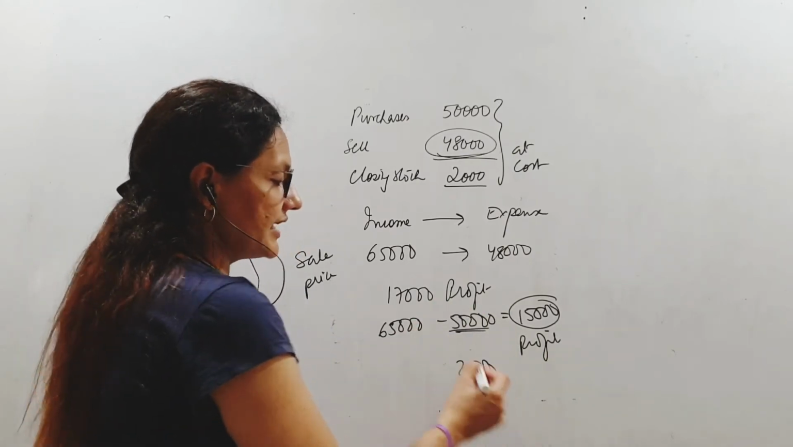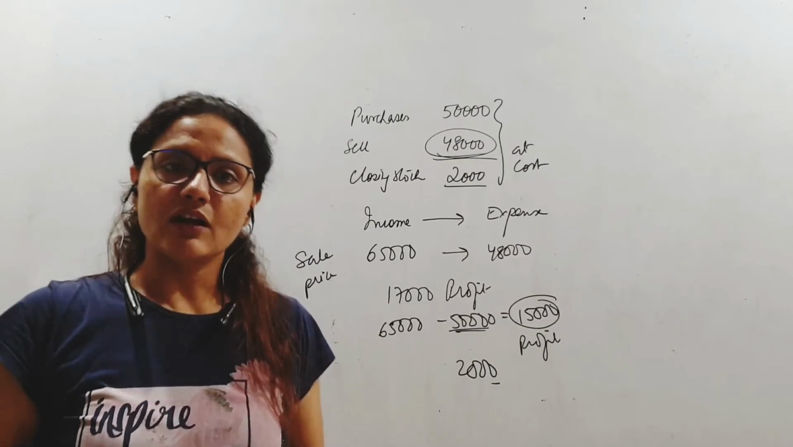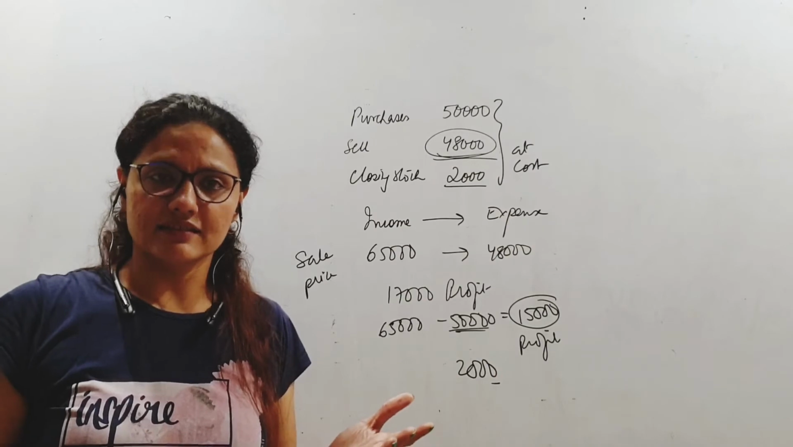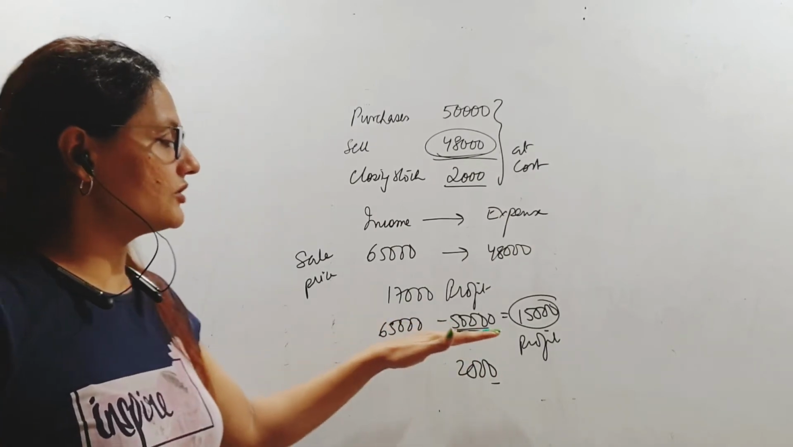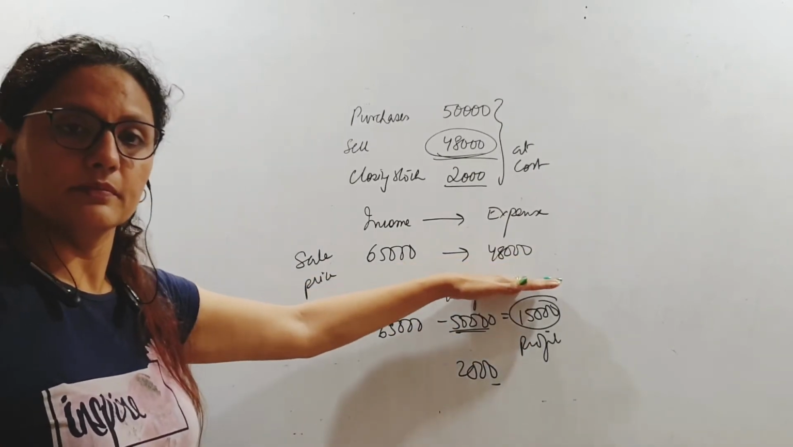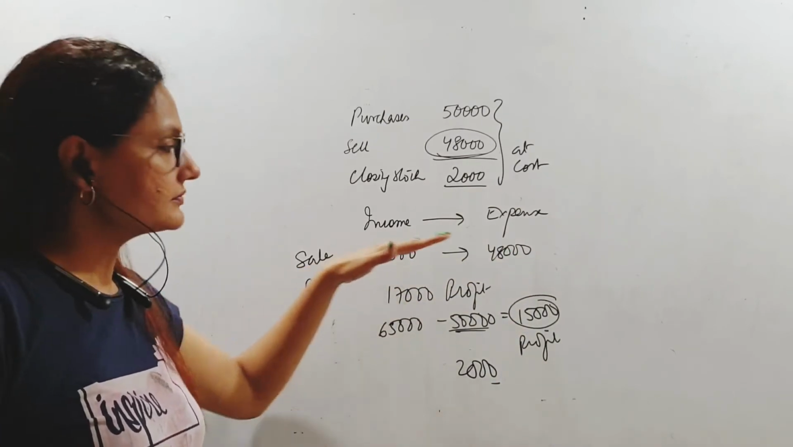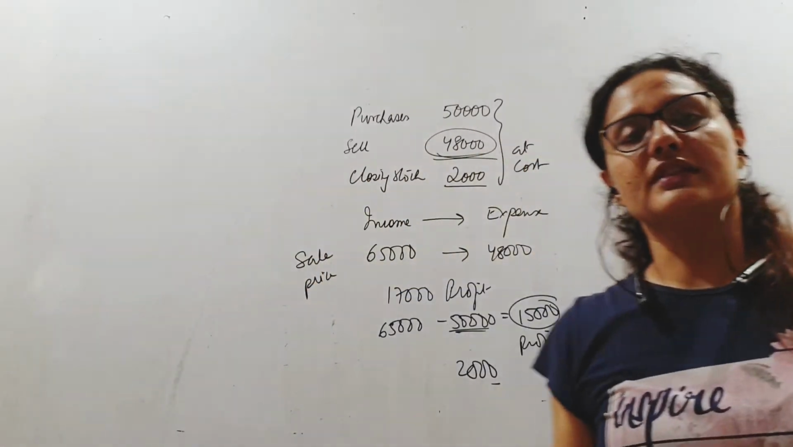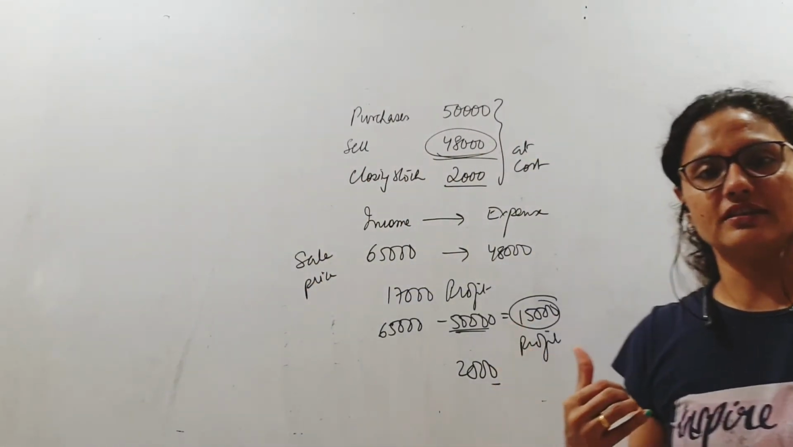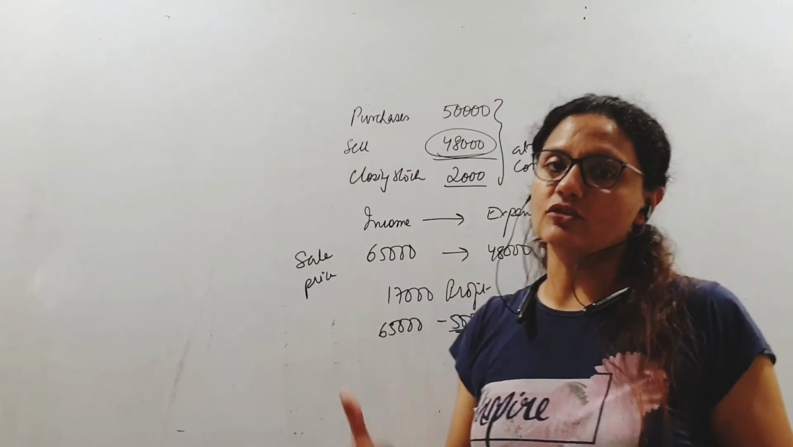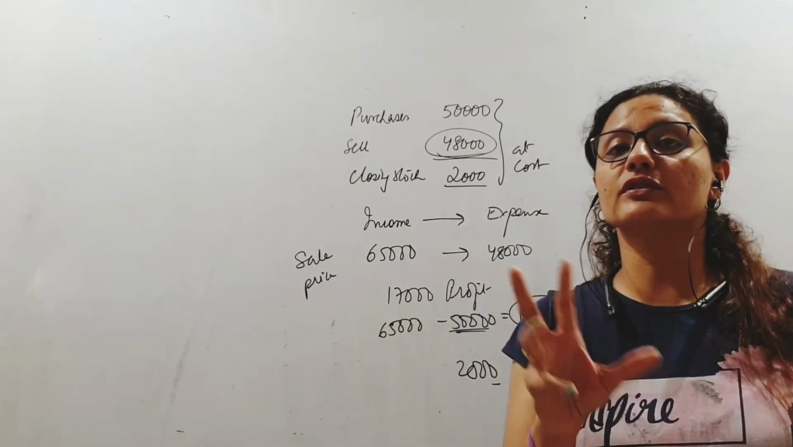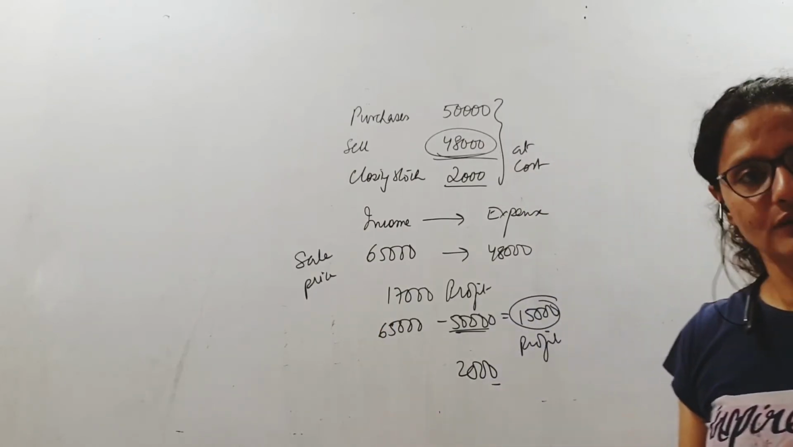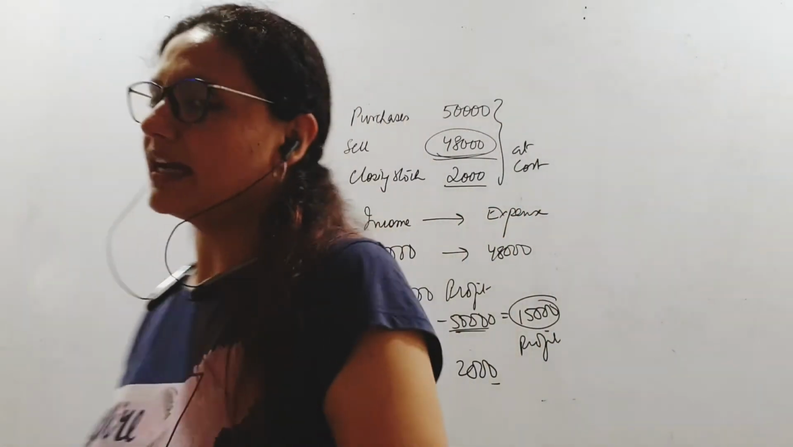Out of this, 2,000 is there with me. Closing stock. How can I subtract that from sales? I did not sell that. How can I match this? Yes, isn't it? So here we are trying to match the goods I have sold at this much. Therefore, for finding out profit, we need to adjust the closing stock. Adjust means subtract from purchase the closing stock in order to find out the actual cost of the goods that we have sold, not the total purchases. Therefore we need to minus closing stock.